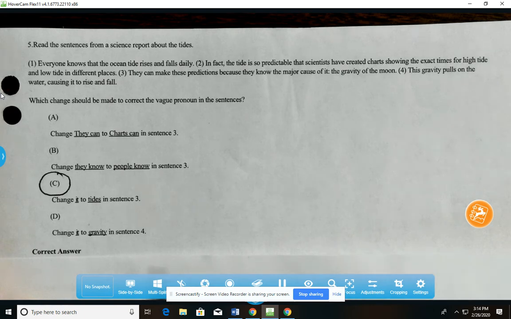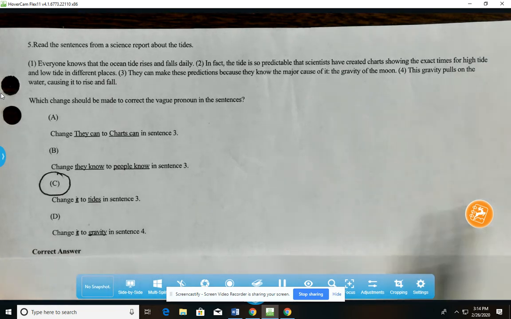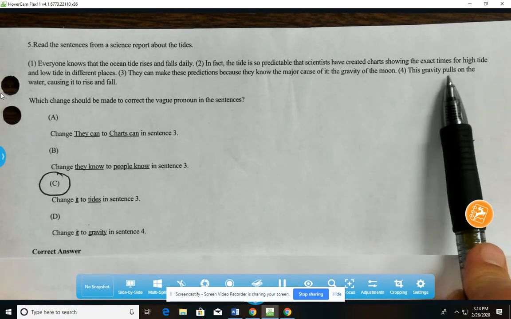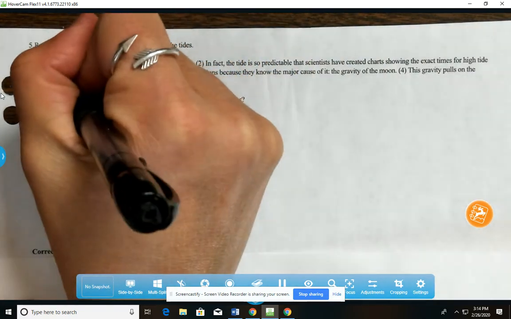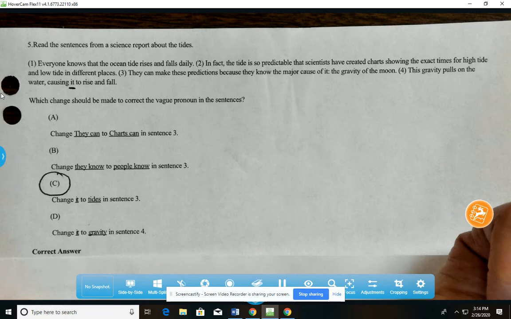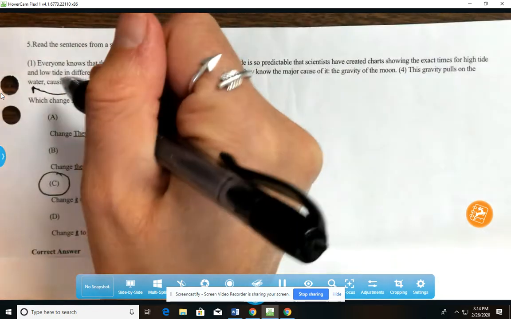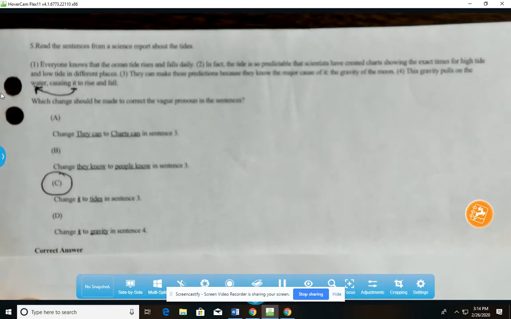So let's look at the change it to gravity in sentence 4 first, since it is already correct. So here's an example of using it, but it's not vague. This gravity pulls on the water, causing it to rise and fall. Here's the word it. It's a pronoun. The antecedent is which one? What is the noun the word it's replacing in this sentence? The correct answer is the water, causing the water to rise and fall. So there's a clear noun for that antecedent.